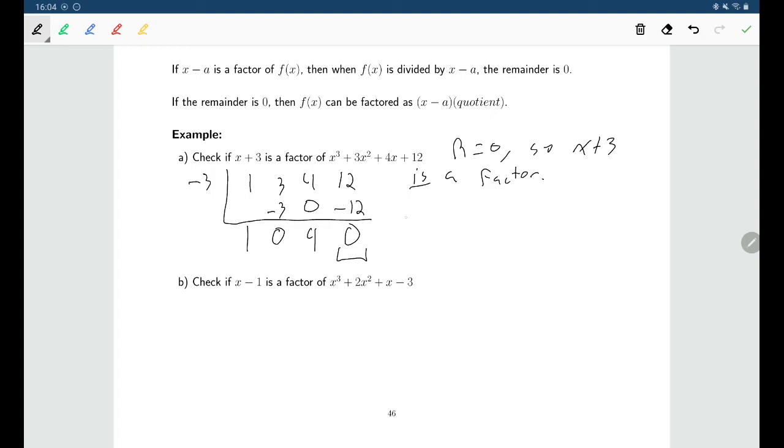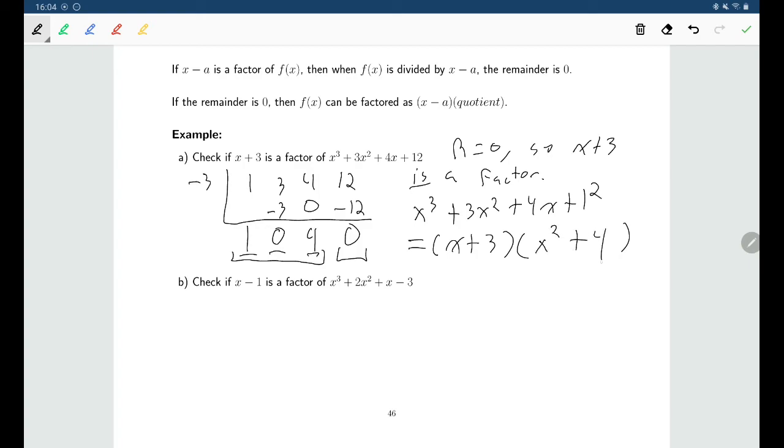And in particular, you can say that that polynomial x cubed plus 3x squared plus 4x plus 12 could be written as x plus 3 times that quotient. And the quotient would be 4 is the constant term, 0 for the x term, 1 for the x squared term. That would be x squared plus 4.